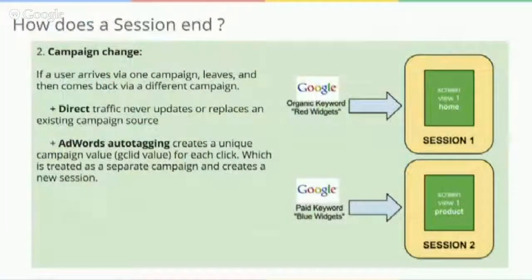The second point is very important. We highly encourage all clients to use auto tagging for AdWords. When you implement that, every click itself gets a unique GCLID, and that ID creates a new session value for us. So every click-through is a new session for us, even though it's from the same type of media. Got it. Cool. That's really good to know.